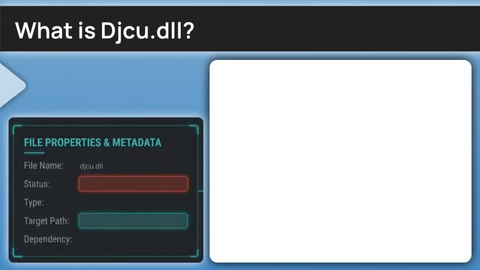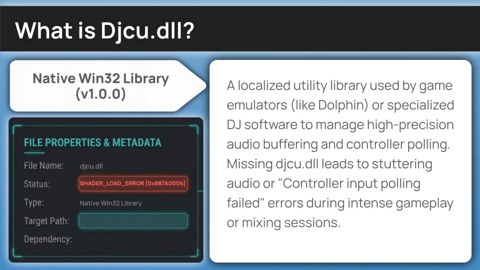This is the Djcu module, a localized utility library used by game emulators like Dolphin or specialized DJ software to manage high-precision audio buffering and controller polling. Missing Djcu.dll leads to stuttering audio or controller input polling failed errors during intense gameplay or mixing sessions.